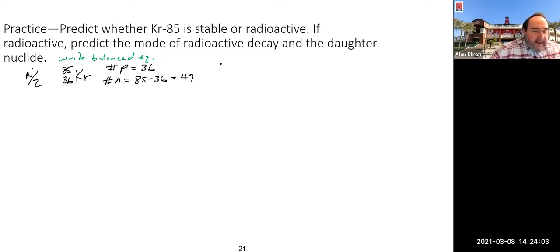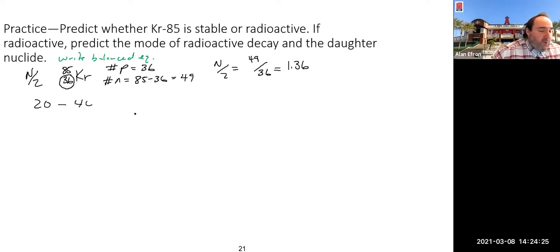So that gives us our N to Z ratio here of 49 divided by 36, looking like maybe a 1.36. So we do want to determine, is that good or bad? Again, we look here and we see that the atomic number is 36, which means that it does fall between the 20 and 40 range. And for that range, the acceptable neutron to proton ratio is 1.25.